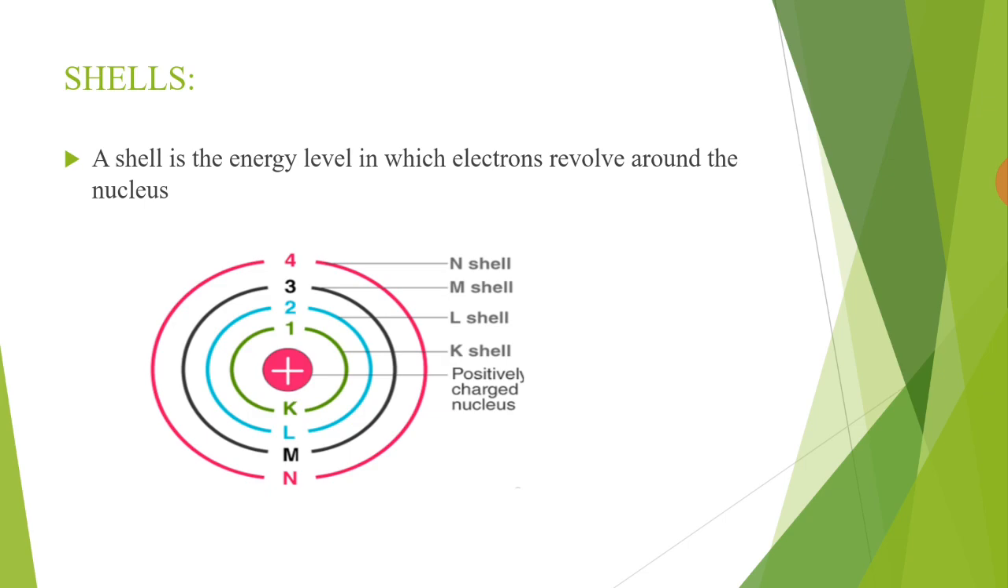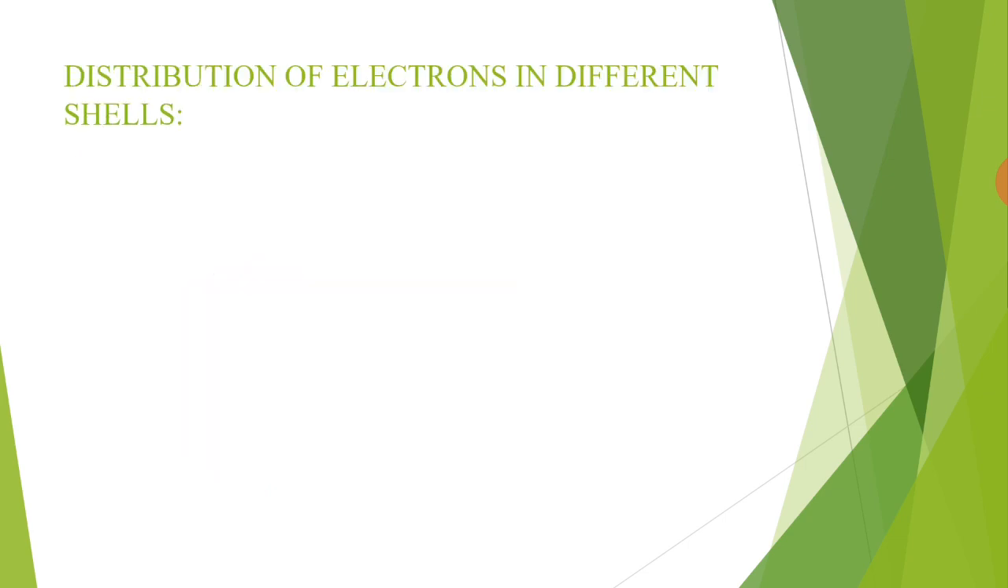Second shell is L shell. It has more energy than K shell. Third shell is M shell. It has more energy than K and L shell. Fourth shell is N shell. It has more energy than K, L, and M shell.